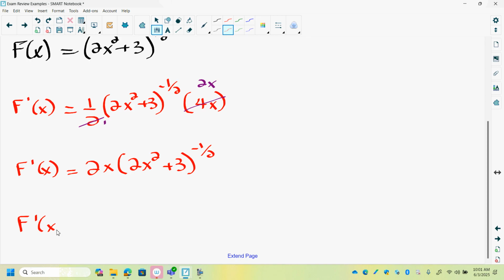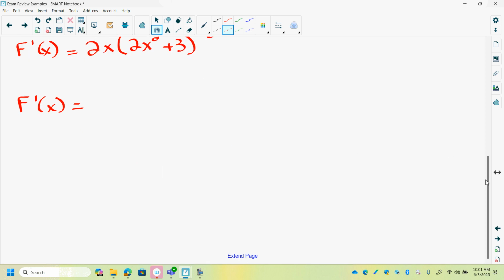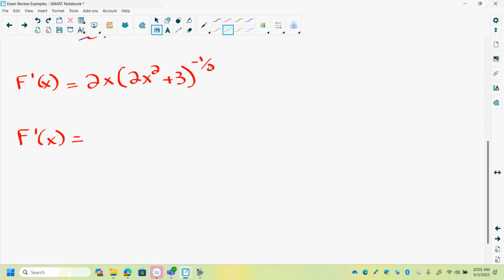Can anyone think of anything else? What don't we like? Negative exponents. So what's the negative 1/2 attached to? The bracket 2x squared plus 3. So what should I do with the 2x squared plus 3? Bring it to the bottom and make the exponent a positive. The 2x would stay in the numerator. Or you could call this 2x over the square root of 2x squared plus 3.